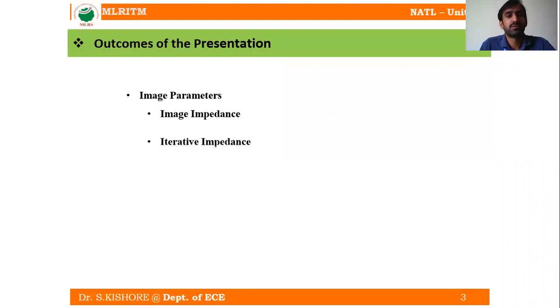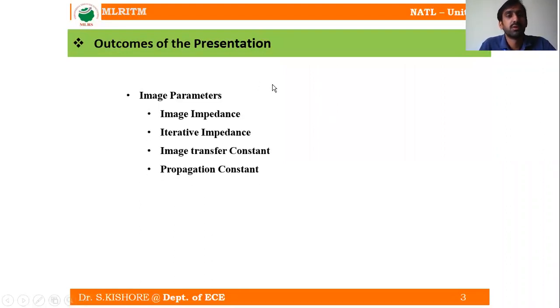So these are the outcomes of today's presentation. By the end of this lecture you are going to know what the different image parameters are, and you can define and write the expression for the image impedances, and also define the iterative impedance or the characteristic impedance. You can write the expressions for the image transfer constant and also relate the image transfer constant with the propagation constant.